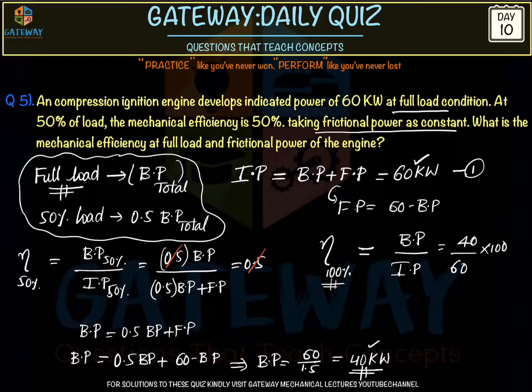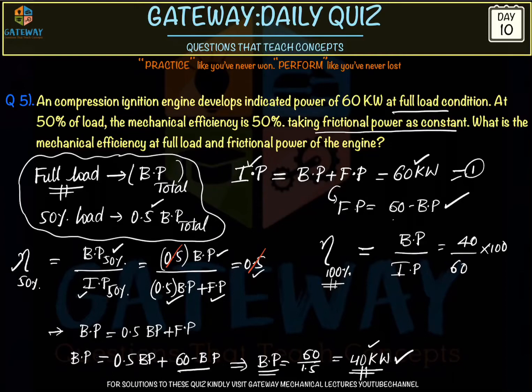So in the question, efficiency is equal to 50%, nothing but BP at 50% upon IP at 50%. The BP at 50% is nothing but 0.5 times the BP total, upon IP at 50%, which is nothing but 0.5 of BP plus frictional power, which is taken as constant, and that is given as 50%, nothing but 0.5. By simplifying this, we will get BP is equal to 0.5 BP plus FP. Here we don't know frictional power. We will calculate frictional power from the first equation: FP is equal to 60 minus BP. Substituting here 60 minus BP, we get our final brake power value of 40 kilowatts.